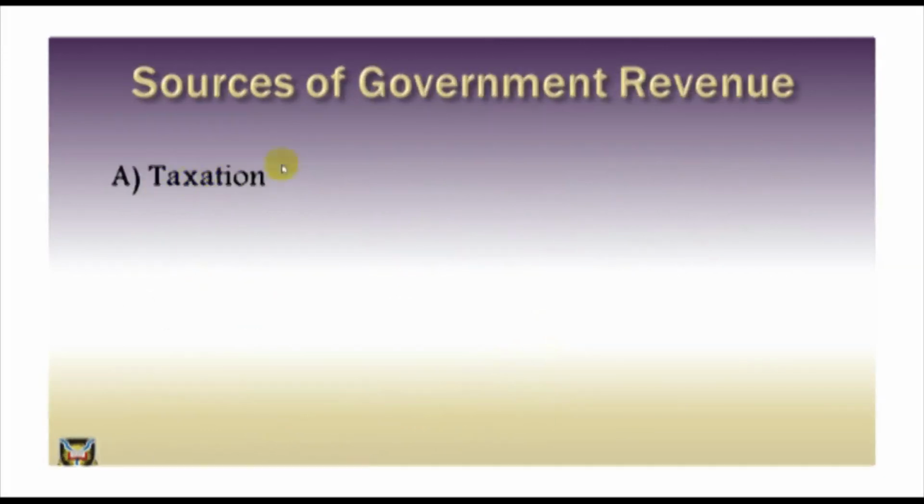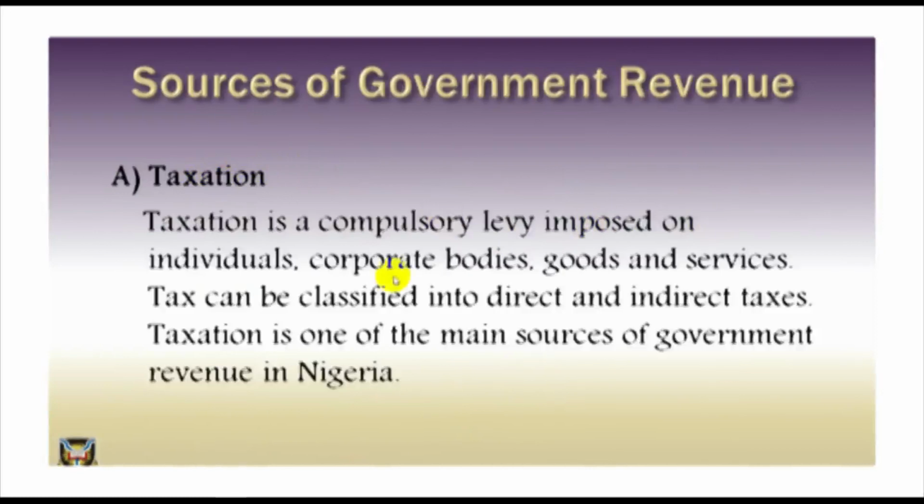Sources of government revenue. The sources of government revenue can be categorized into tax and non-tax revenue. Tax income is the revenue derived from taxation, while non-tax income is the revenue derived from other sources such as borrowing, grants, aids, profit or earnings from public enterprises, printing and minting of money, fees and fines, and other charges.